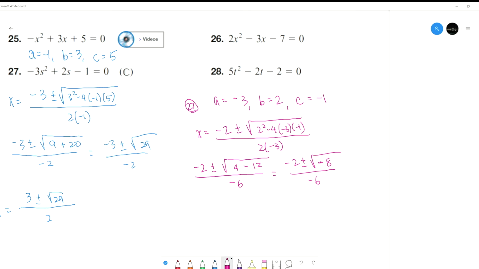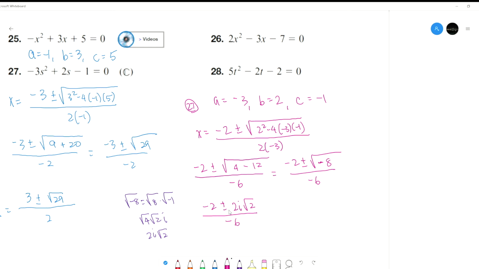So as you can see, we have to simplify this radical negative 8, right? And if you recall, the square root of negative 8 is equal to the square root of 8 times the square root of negative 1. Or I should simplify further: radical 4, radical 2, and your i. So this is 2i radical 2. Okay, so now negative 2 plus or minus 2i radical 2 over negative 6.